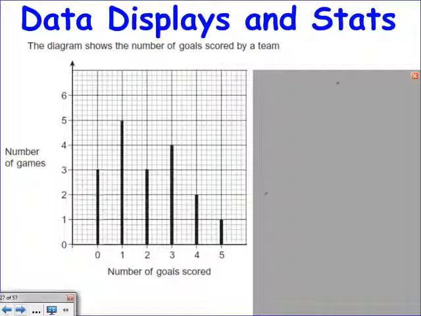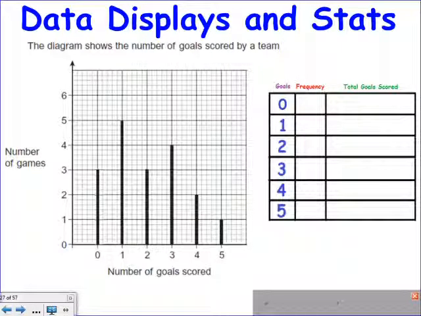Okay? If you're going to work out the mean, median, mode and range with something like this, you need to know the total number of goals scored divided by the total number of games played. What you need to do is understand how this works. If I scored no goals in 3 games, what's the total number of goals I scored in those 3 games? None. If I score 1 goal in 5 games, how many goals did I score in total? 5. If I score 2 goals in 3 games, how many goals do I score? 6. So can you see what I'm doing here?